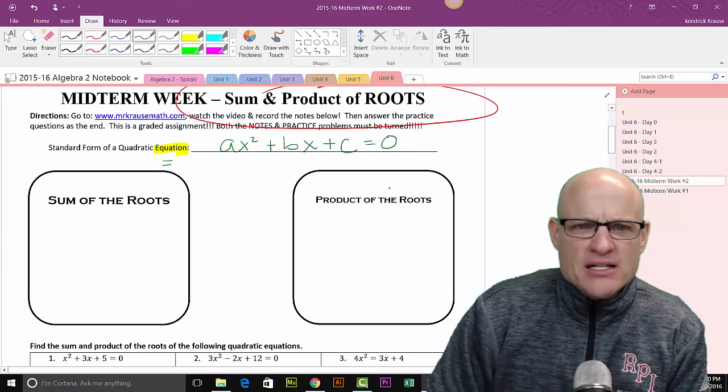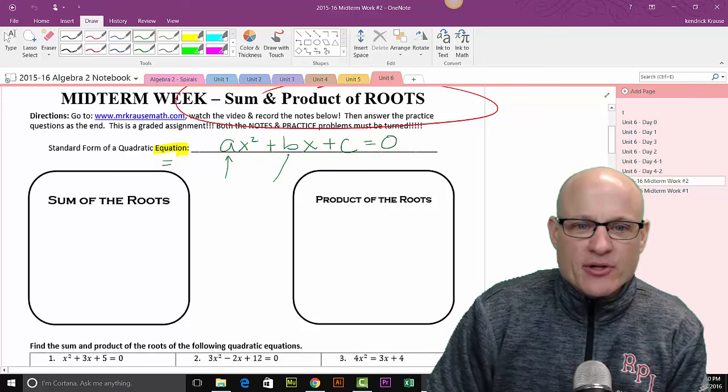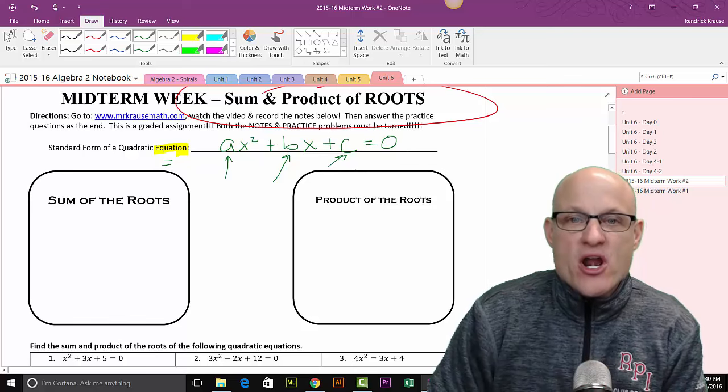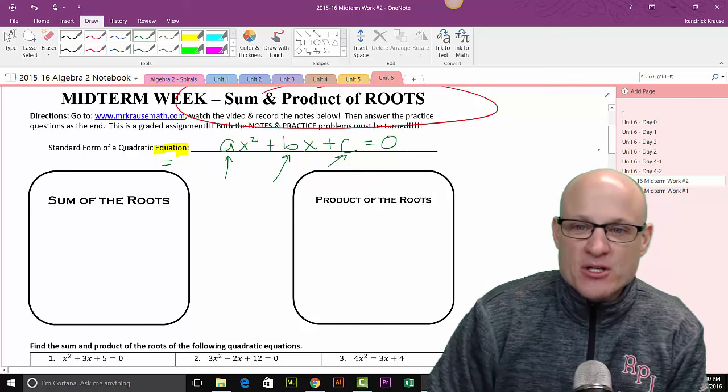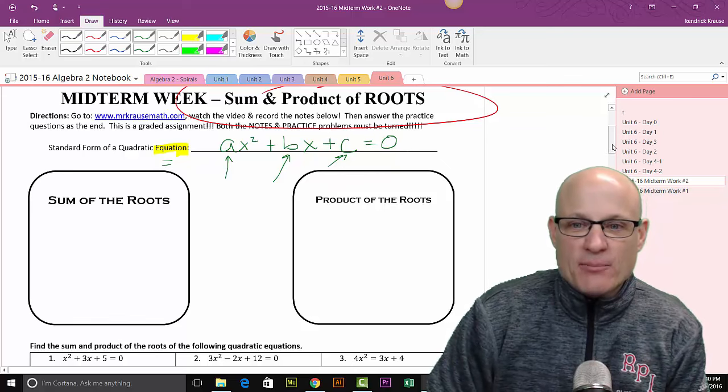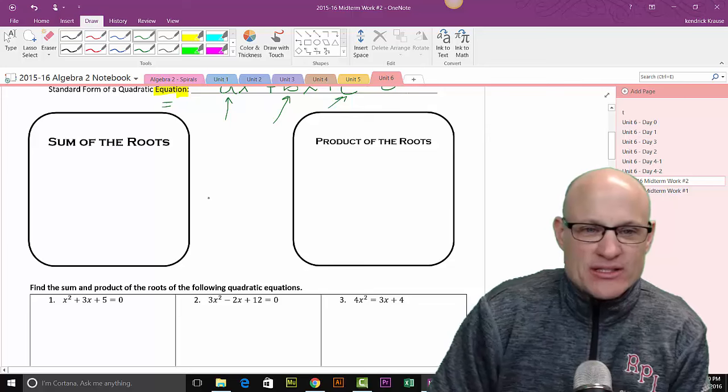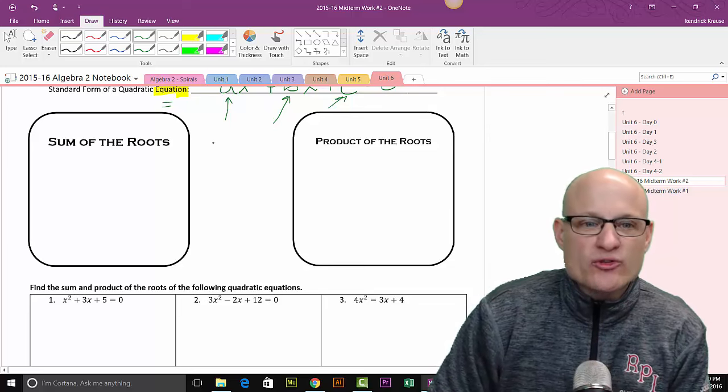Anyway, again, I want to remind you that when I'm talking about A and I'm talking about B and I'm talking about C, I'm talking about the number, not X, okay? So today we're going to learn about the sum and product of the roots. Let me give you a typical example. Let me show you something.